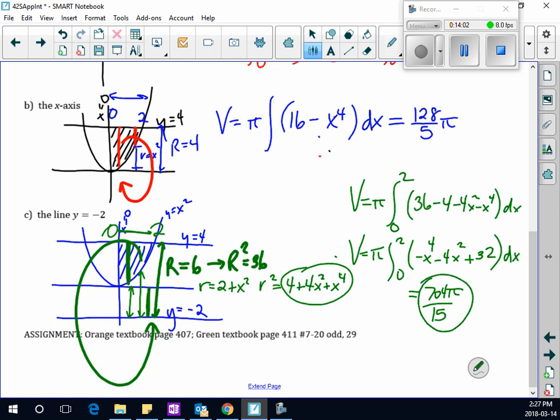So again, drawing the picture will help, and trying to analyze it all. I think at this point we're pretty good at the definite integrals. We just need to make sure that we know how to set up the integral.